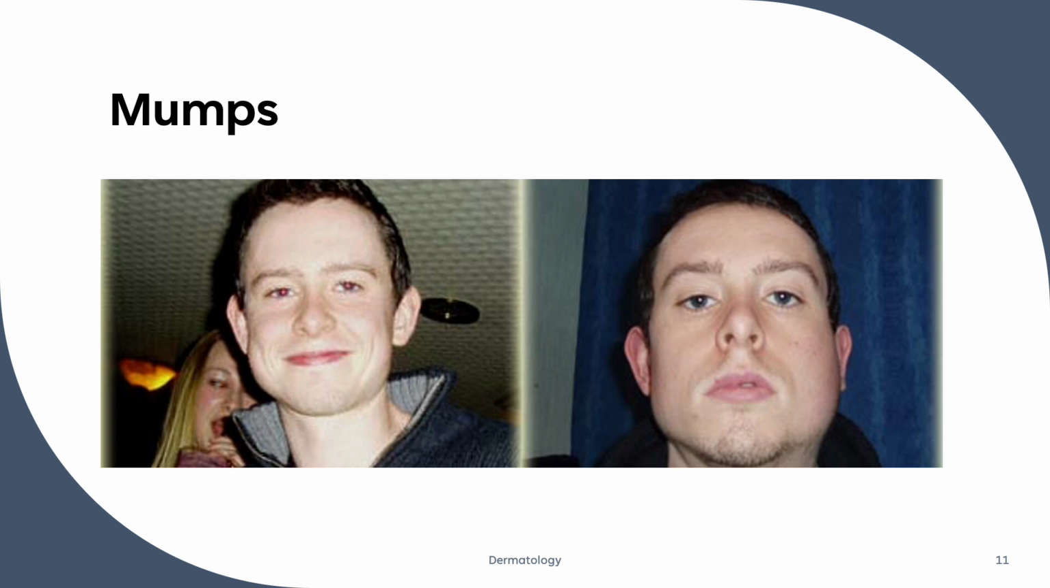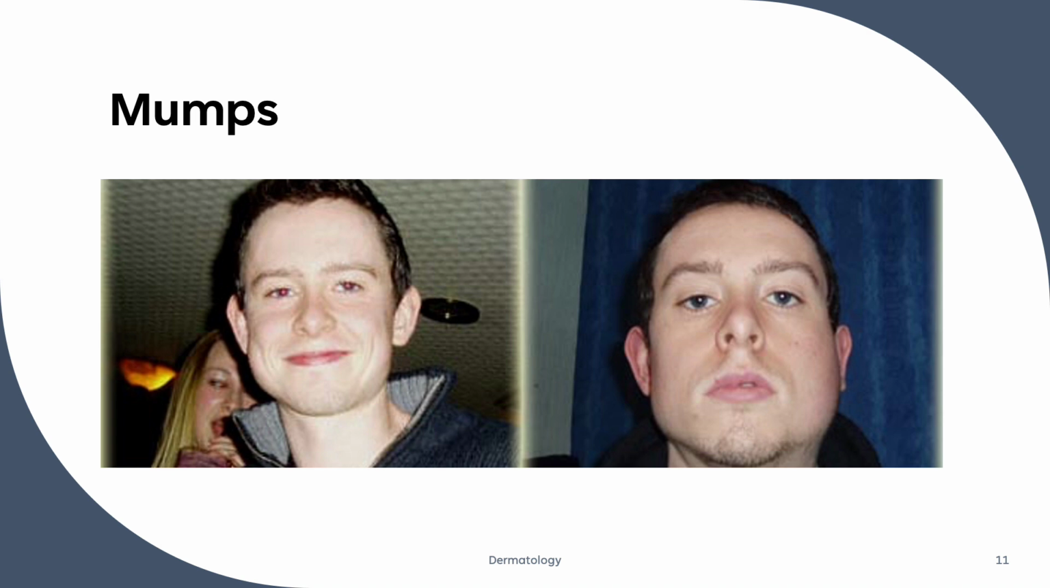Moving on to mumps, a contagious viral infection that primarily affects the salivary glands. It is caused by the mumps virus and is known for its ability to spread rapidly, again, particularly in unvaccinated populations. With transmission, mumps spreads through respiratory droplets released during coughing and sneezing, as well as through direct contact with infected saliva. This makes it easy for the virus to spread in crowded environments.